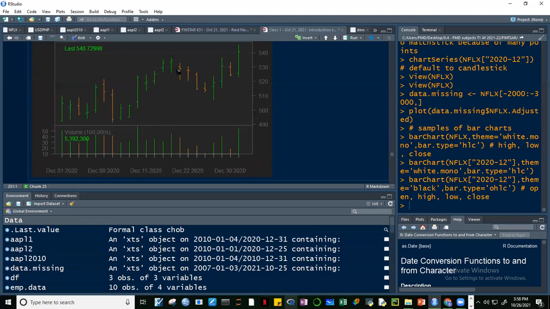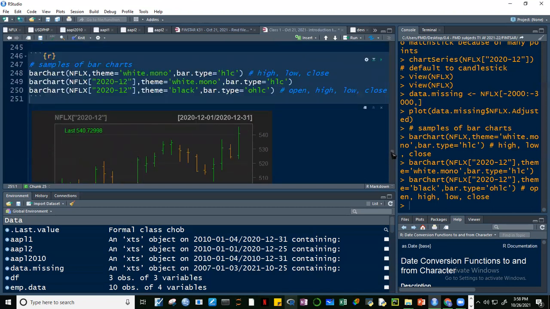The opening will always be on the left. The closing will always be on the right. So this is the opening, guys. This is the closing, and it's red or orange because the closing was lower than the opening. Notice, guys, in the green ones, the right segment will be higher than the one on the left because the closing price is higher than the opening price. Any questions, guys, about this bar chart?